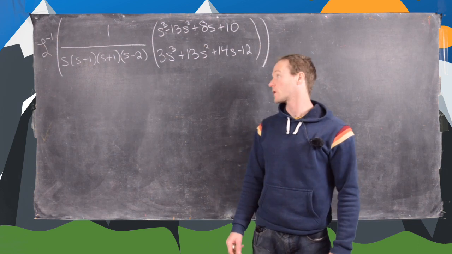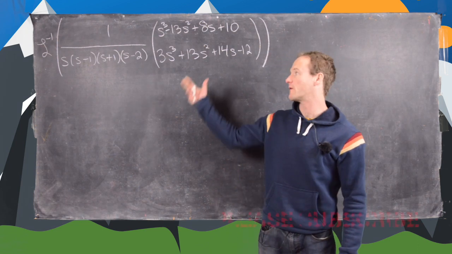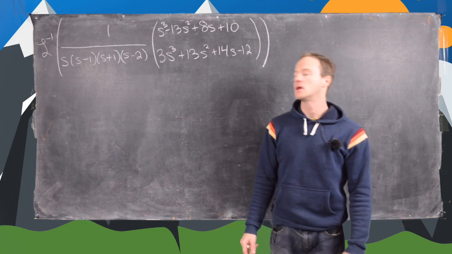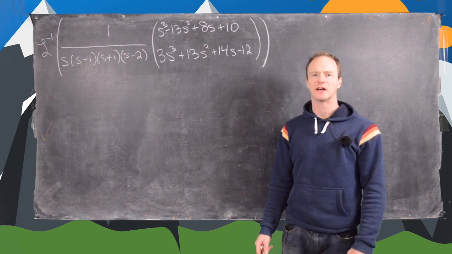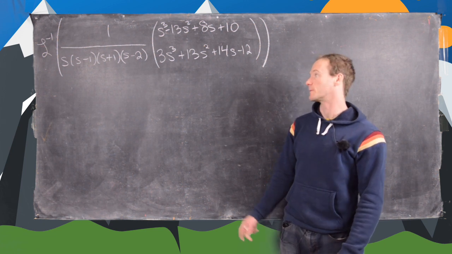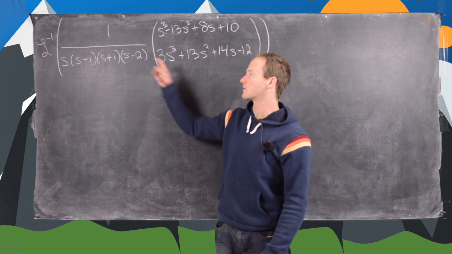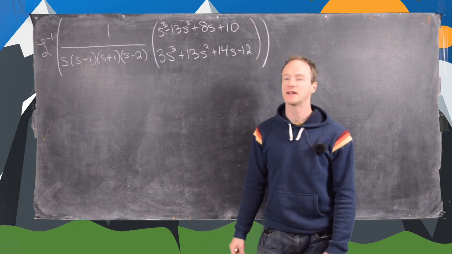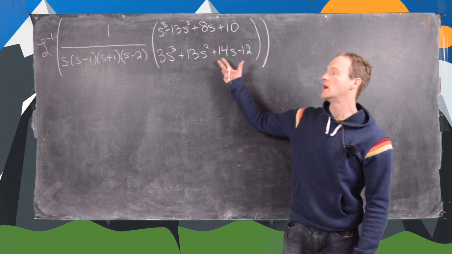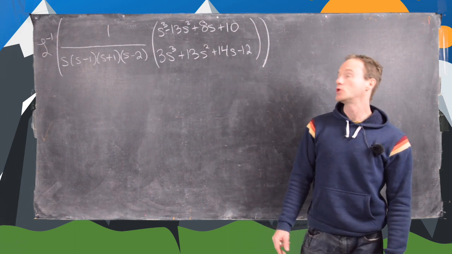Okay, in this video we're going to find the inverse Laplace transform of this big vector valued function. This is something that you might come across when you're solving a system of differential equations using the Laplace transform. So let's see what we have. We have a scalar multiple out front of 1 over s times s minus 1 times s plus 1 times s minus 2, and then we have a 2-entry vector.